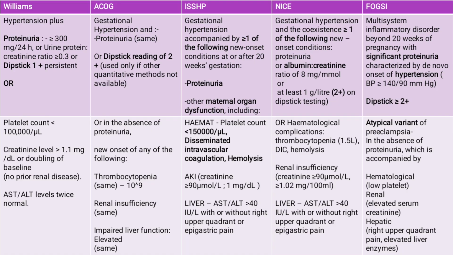It will be a retrospective diagnosis, and the postpartum BP has to return to normal by 12 weeks. Preeclampsia, these are the definitions. Preeclampsia is hypertension plus proteinuria, like more than 300 mg per 24-hour urine, or protein creatinine ratio more than 0.3, or dipstick 1 plus, with or without end-organ damage like platelet count less than 1 lakh, creatinine level 1.1 mg per dL or doubling of baseline with no prior renal disease, and SGPT level twice normal.